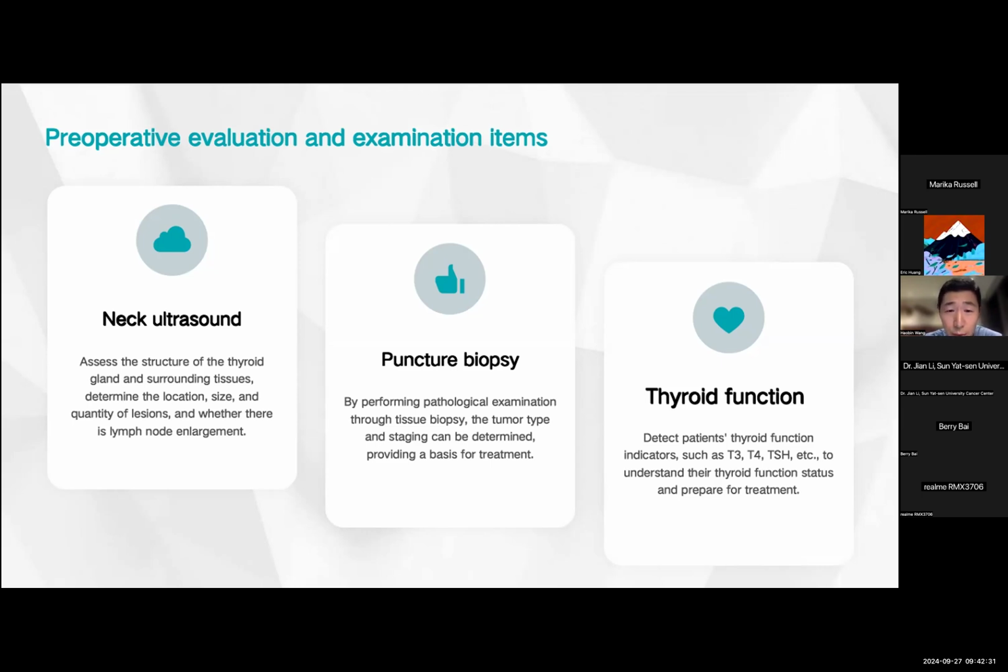And then we will do the puncture biopsy. By performing pathological examination through tissue biopsy, the tumor type and staging can be determined, providing a basis for treatment. The puncture biopsy is very important, whether for thermal ablation or surgery. And then the thyroid function: we need to detect the patient's thyroid function indicators such as T3, T4, TSH, and so on, to understand their thyroid function status and prepare for the treatment.